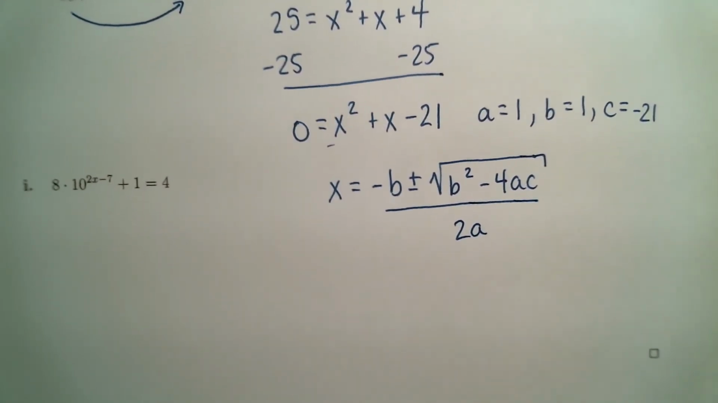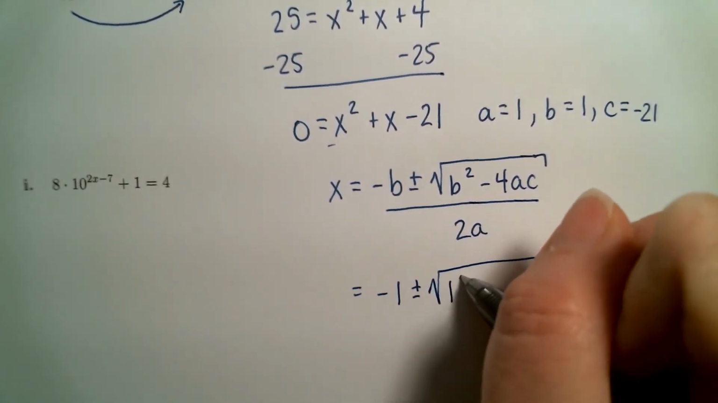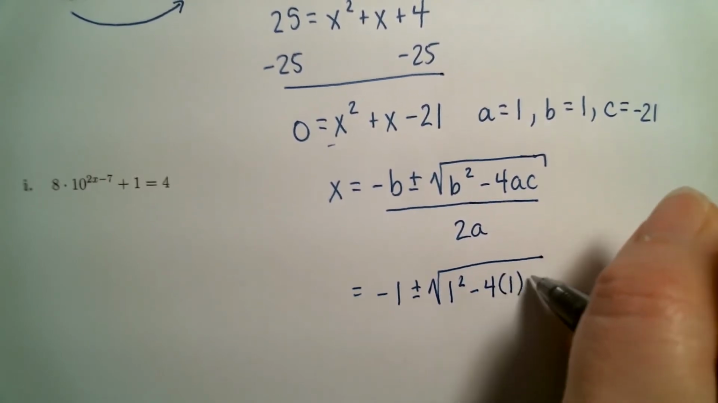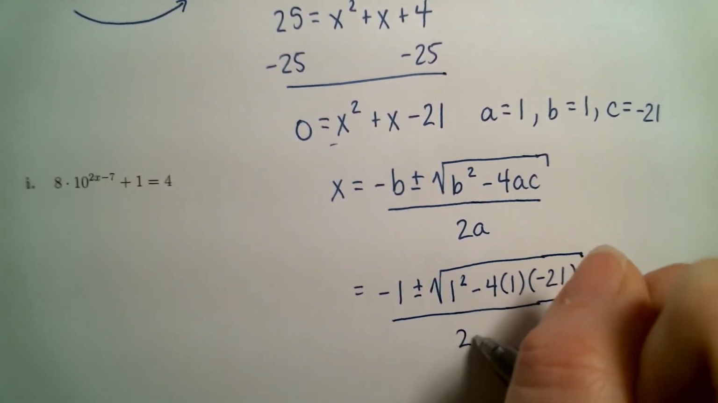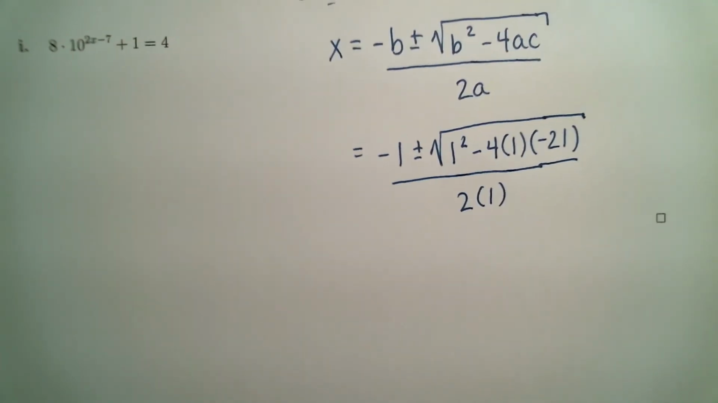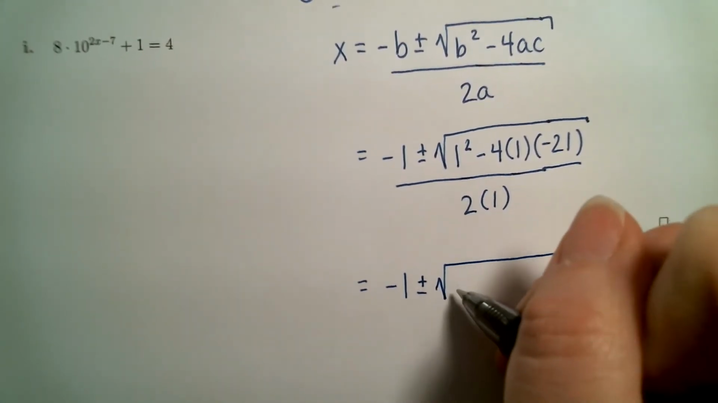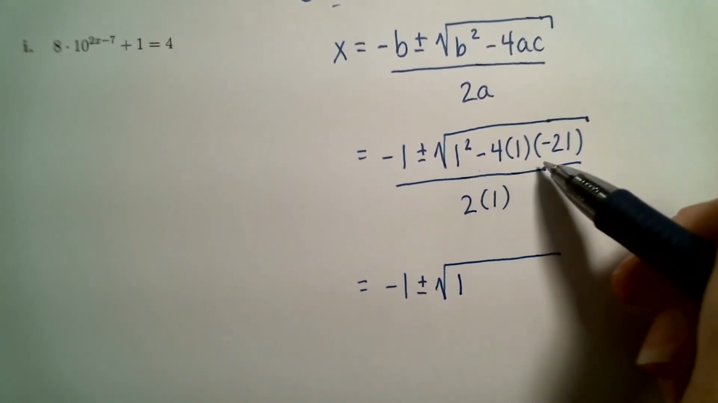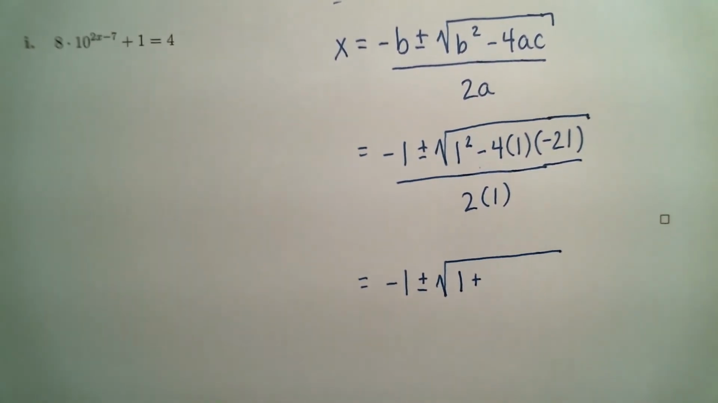So if we plug in our a, b, and c, we are going to get negative 1 plus or minus the square root of 1 squared minus 4 times 1 times negative 21 all over 2 times 1. Now we need to simplify. So we're going to get negative 1 plus or minus, let's figure out what's underneath the square root. 1 squared is 1. Negative times negative will give us positive. 4 times 1 times 21 is going to give us, let's see, I think it's 84. Yeah, 84.